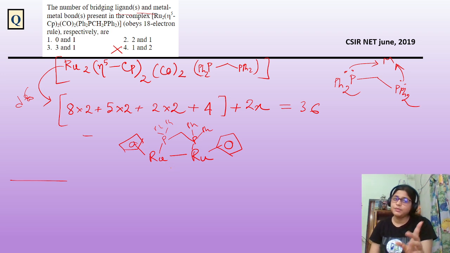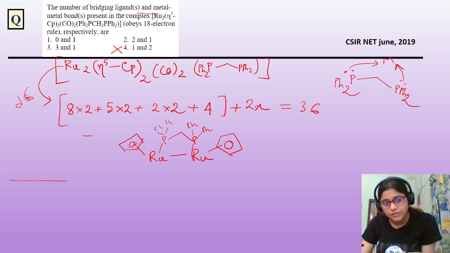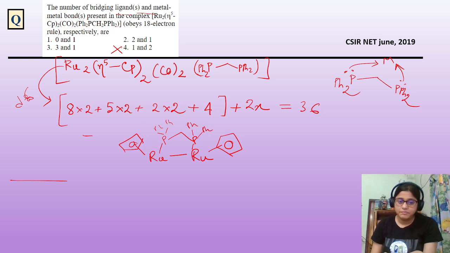The contribution will be 2. Again, the contribution will be 2, but it can be present in bridging positions and also in non-bridging positions. But for this kind of compound, you have to know this. If you know this, then you can answer this. Through this only it is stabilized. So the number of bridging ligands will be 3 here. So 3 will be the correct option: 1 metal-metal bond, 3 bridging ligands.